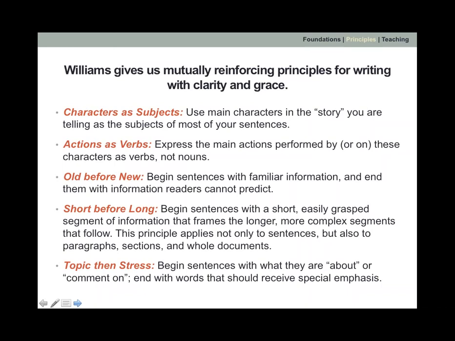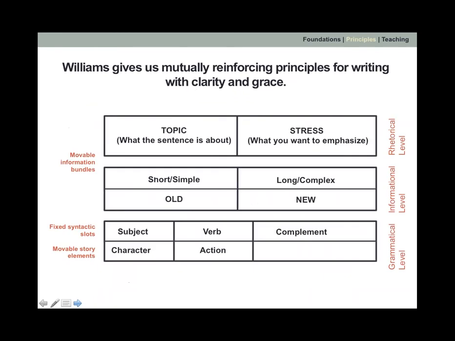Second principle, express actions as verbs. We want the actions that are being performed by the characters in those stories to be the verbs in our sentences, not moved into other parts of the sentence, and especially not reified as nouns. We want old information to frame our understanding of a sentence to come before new information. We want short units of information before long units of information. And then finally, we want information at the beginning of a sentence that tells us what the sentence is about, that is then followed by information that tells us what the sentence is emphasizing or stressing. We can also represent these principles graphically.